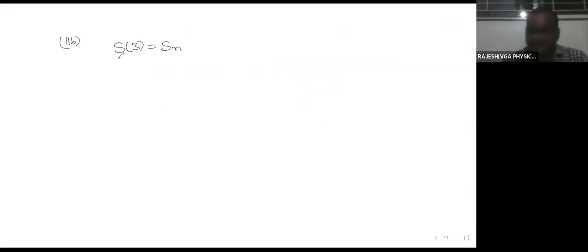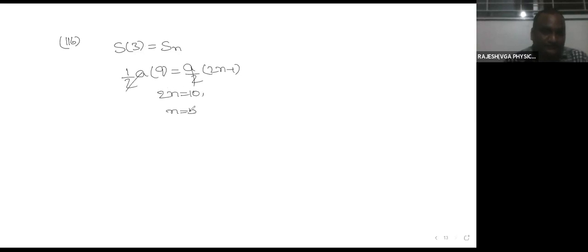What is distance traveled in first 3 seconds? Because it starts from rest, half a t square. T square is 9, is equal to a by 2 of 2n minus 1. So a by 2 will get cancelled. 2n is equal to 10. So n is equal to 5 seconds. Right? So total displacement in 3 seconds is equal to distance traveled in nth second.